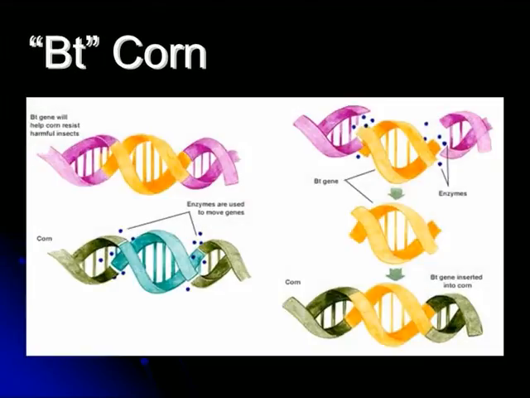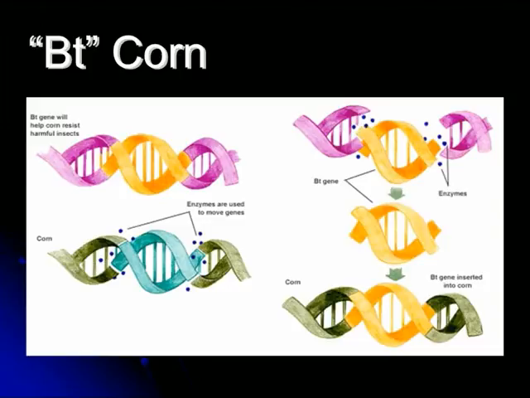One of the applications of this recombinant DNA technology is making farm products like BT corn. Now, this is a type of corn. It's been genetically modified. The BT stands for Bacillus thuringiensis. Bacillus thuringiensis is a pretty common soil bacteria that happens to have a gene that codes for a protein that is toxic to insects. In fact, it makes the insects' digestive tracts pretty much fall apart, and then they die.